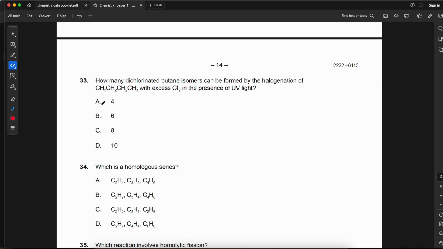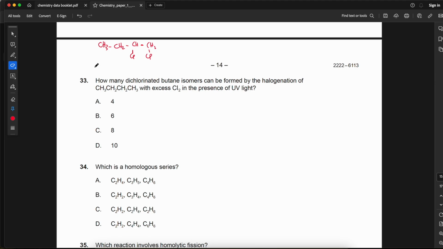How many dichlorinated butane isomers can be formed by halogenation of CH3CH2CH2CH3, which is butane, with excess Cl2 in the presence of UV light? There is no other way. You need to draw and find the possibilities of isomers for this reaction between butane and Cl2. Okay, we start first with the possibility of the structure. CH3, CH2, CH with Cl, and then CH2.